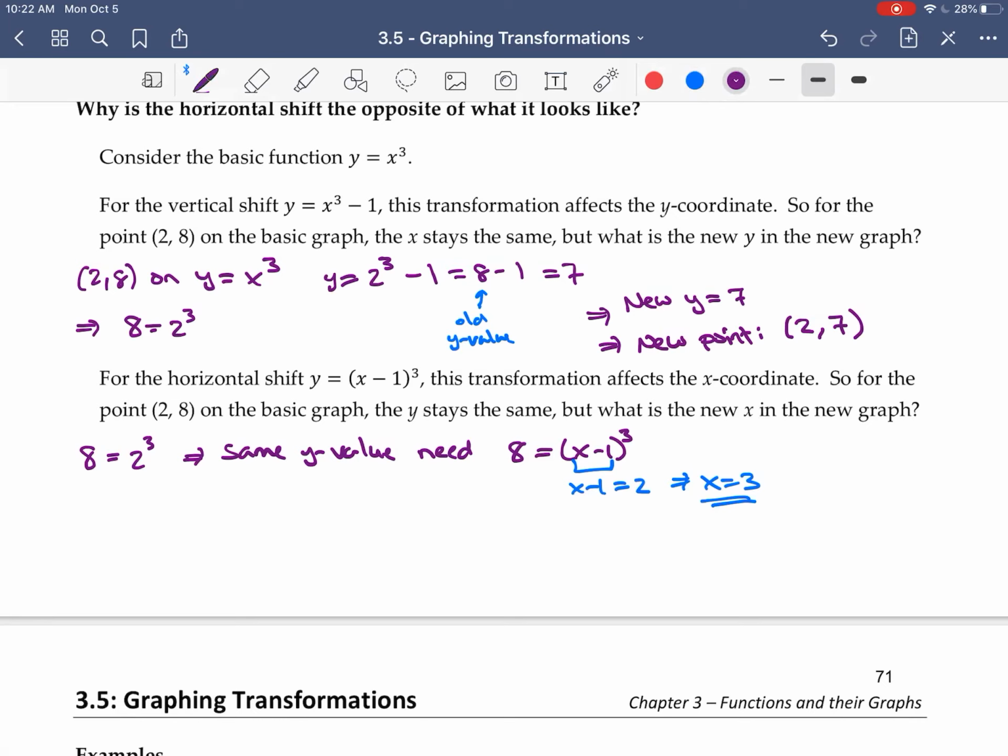So our new x is equal to 3, and the point becomes (3, 8). Because the minus with the x is reducing the x by 1, I actually need a 1 bigger x in order to have the same y value. So that's what's going on there.